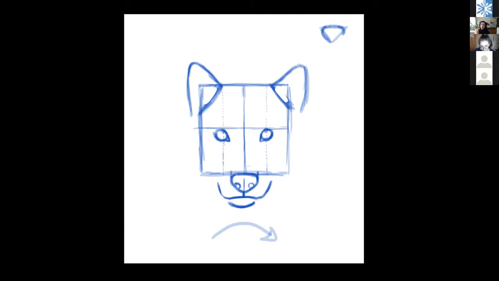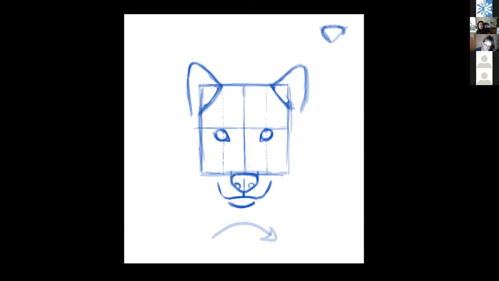I want you to look at your wolf and see if the nose is a bit too short, or if the ears are a bit too short, or a bit too big. Just critique yourself. That's an observational skill. To level up your observational skill, you need to do that.